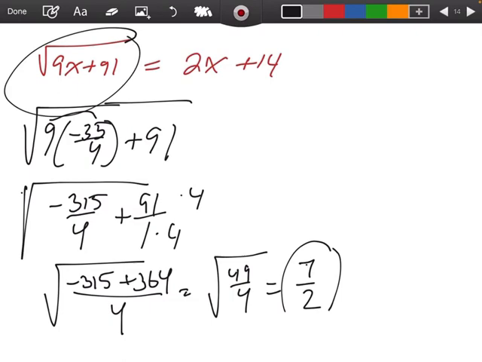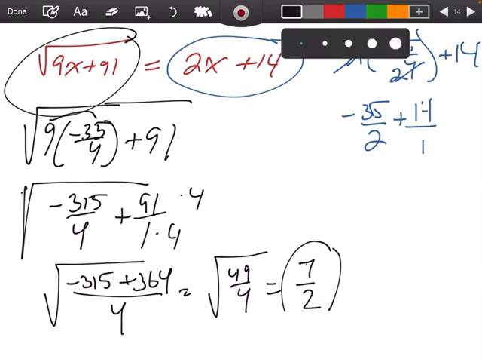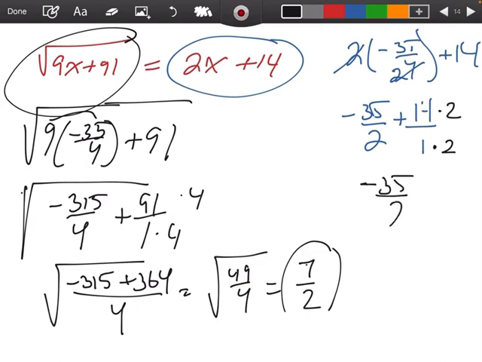Let's deal with this side and plug in that same number. So 2 times negative 35 over 4 plus 14. So this 2 and that 4 will reduce. That's going to leave me with a 2 on the bottom. Okay, so now I have a negative 35 over 2 plus 14 over 1. Again, I need to get a common denominator, so I'm going to multiply this guy by 2 and this guy by 2. So this is a negative 35 over 2 plus a 28 over 2. And negative 35 and 28 is going to give me a negative 7 over 2.